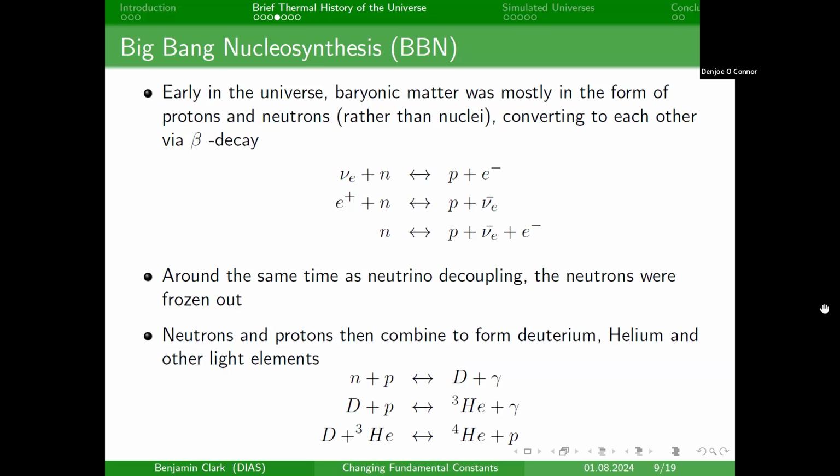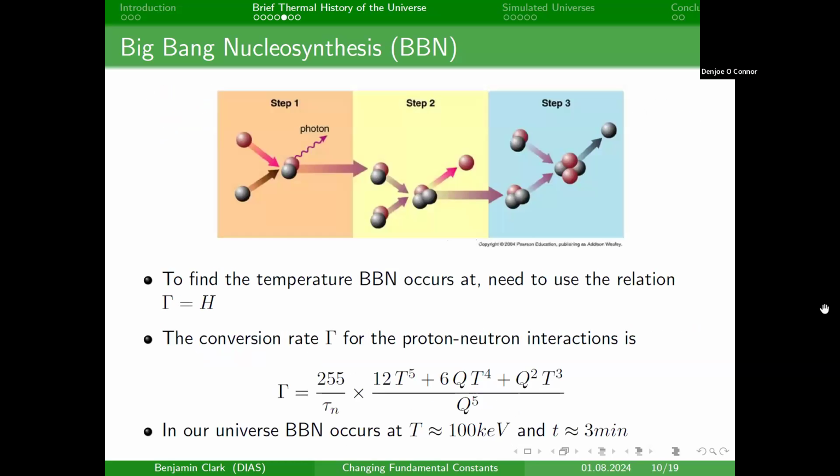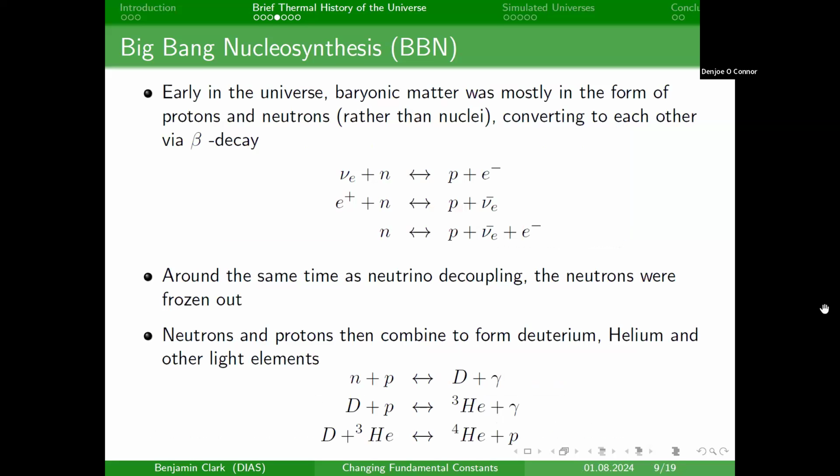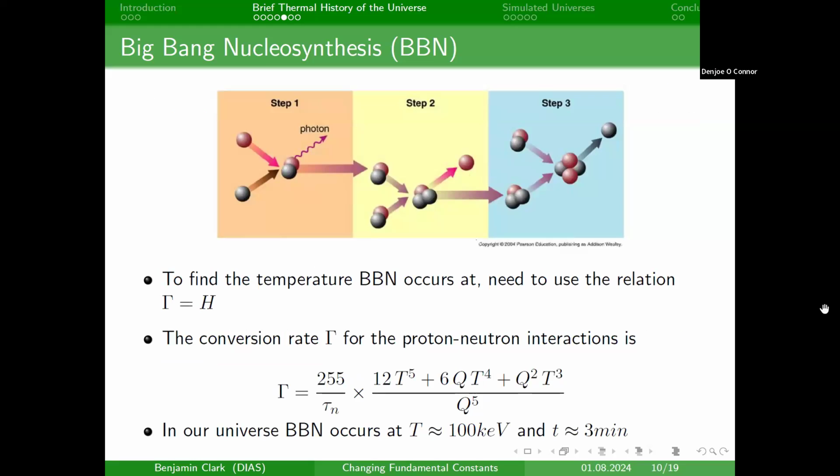Over the next period of time, neutrons and protons would then combine to form light elements like deuterium and helium, like the processes described at the bottom. To find the interaction rate of this, we're looking at the first set of processes on top, and we want to find the cross-section for each of those, using the same relation that I showed earlier, gamma is equal to n sigma v.